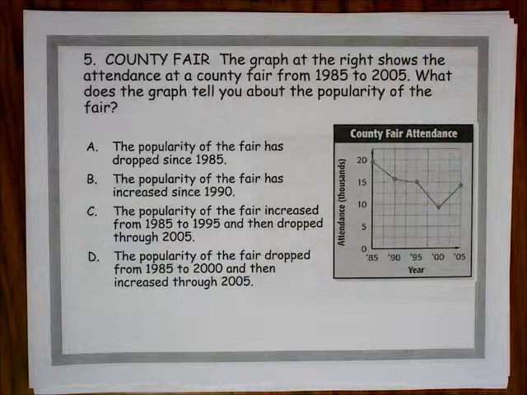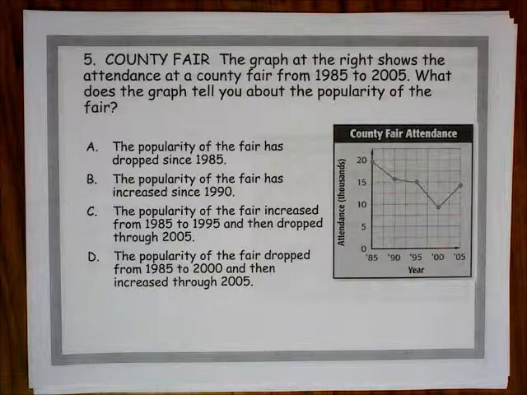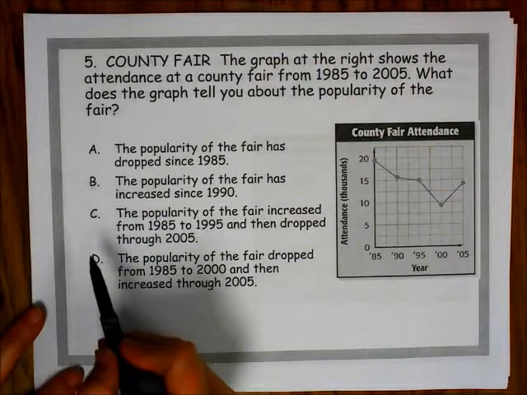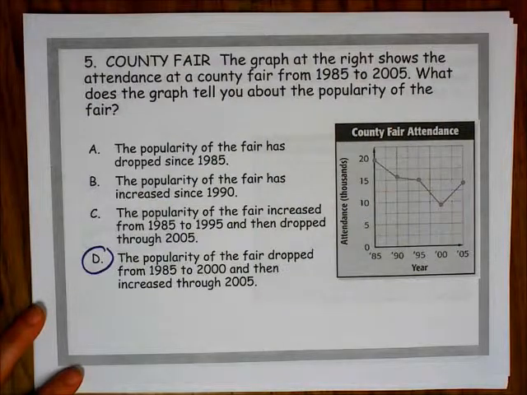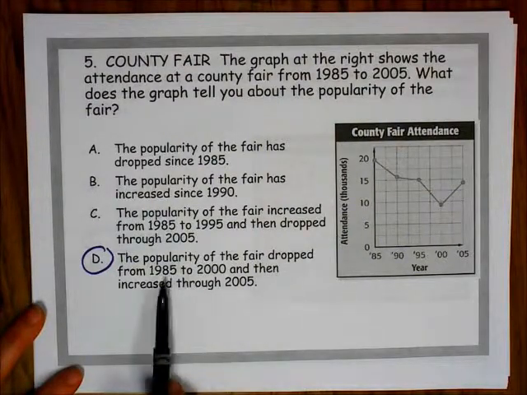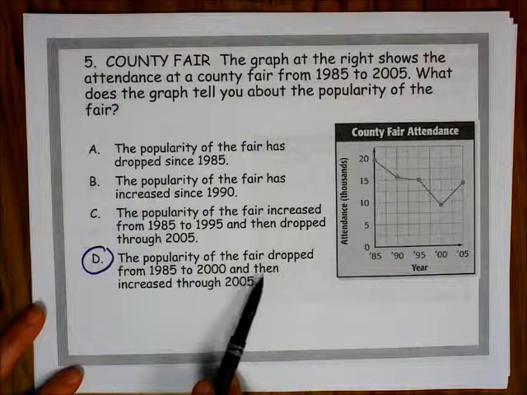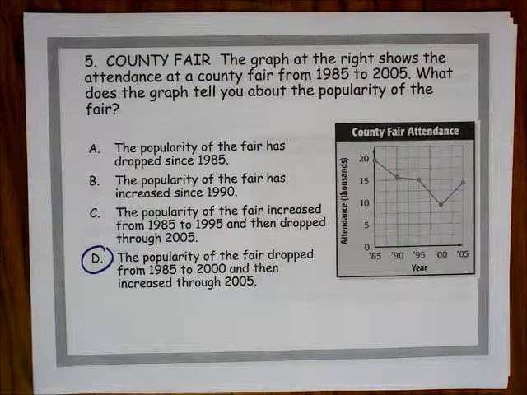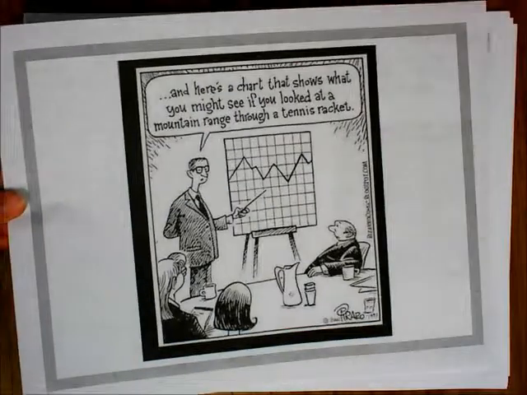I want you to hit pause and answer question number 5 on your own, and I want you to answer in a complete sentence. Okay, let's check our work. The correct answer that you should have marked was D, or written the complete sentence. The popularity of the fair dropped from 1985 to 2000 and then increased through 2005.